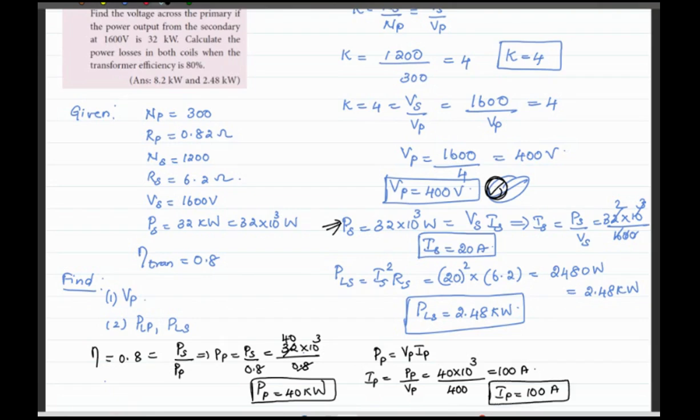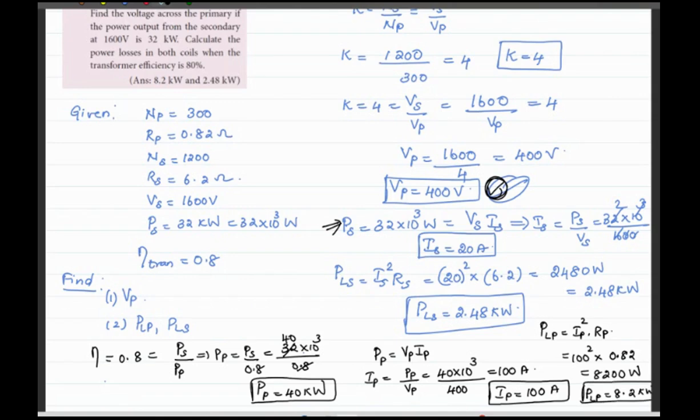Now power lost in the primary is equal to I square into R. So 100 square into the resistance in the primary, 0.82. So this is 8200 watt, which is equal to power loss in the primary of 8.2 kilowatt. That's all.